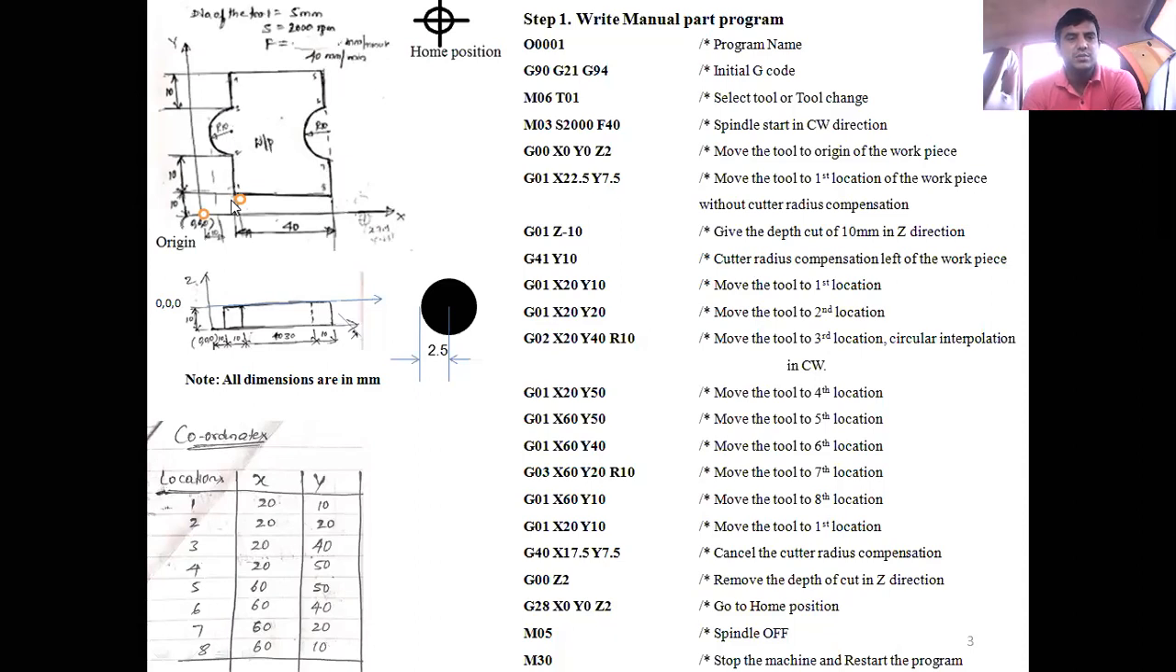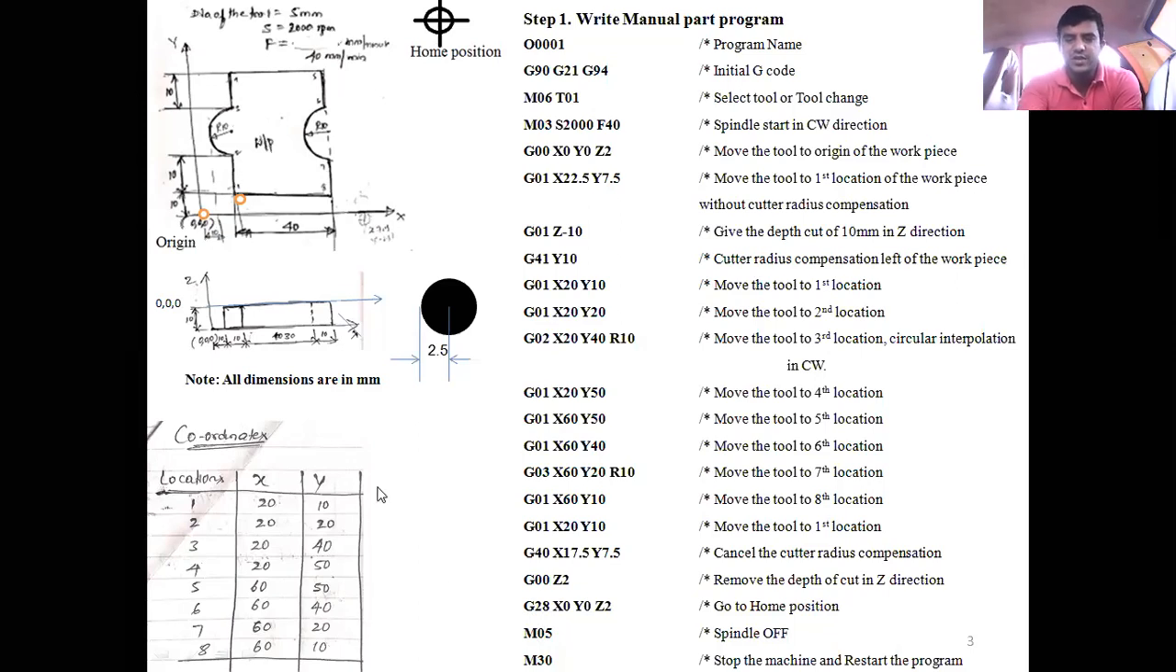Before removing the depth, again you have to give cutter radius compensation cancel. Then remove the depth, then send the tool to the home position by giving G28. The spindle is still running, so stop the spindle, stop the program and rewind the program. Again, the last 3 lines are common for all the programs. Actually, the first 5 lines and the last 4 lines are common for all the programs.